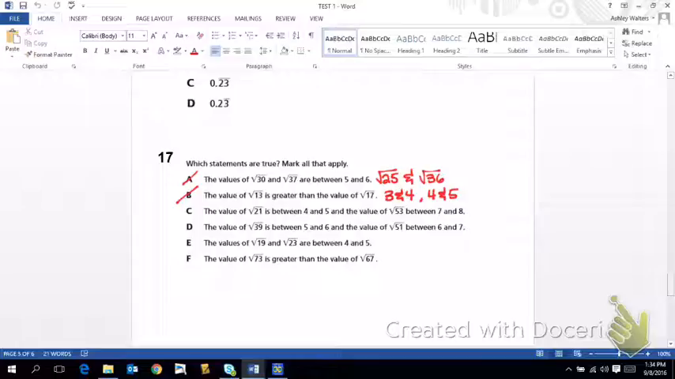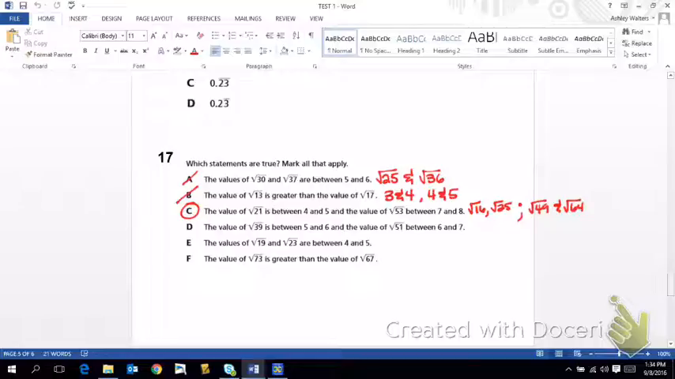In C, the value of the square root of 21 is between 4 and 5. So 4 and 5 would be between the square root of 16 and the square root of 25. And that is an accurate statement. And the value of the square root of 53 is between 7 and 8. Well, 7 and 8 is between the square root of 49 and the square root of 64. And 53 does fall between 49 and 64, so that's a true statement.